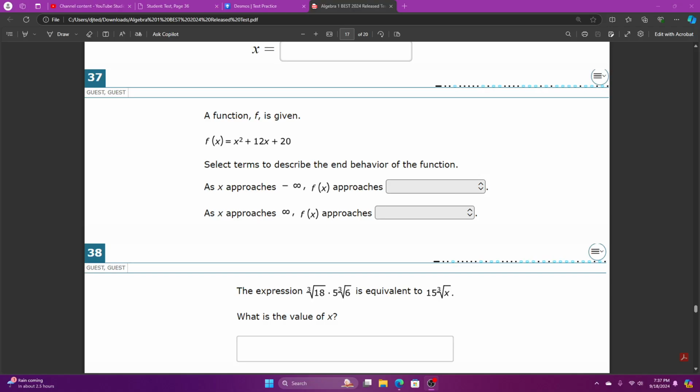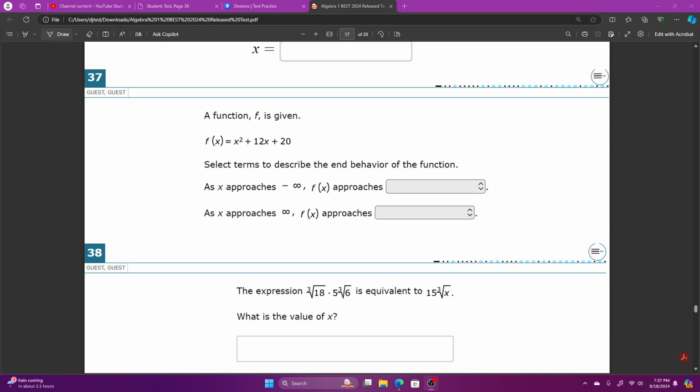All right, guys, we are going to go ahead and finish up this practice test. We left off at question number 37. So let's dive right into it. This says a function f is given. Select terms to describe the end behavior of the function.